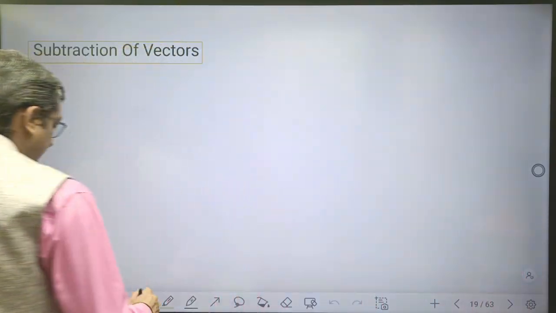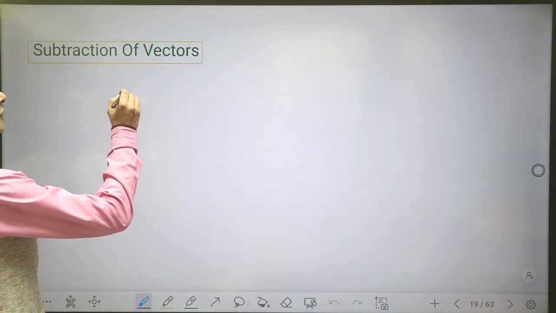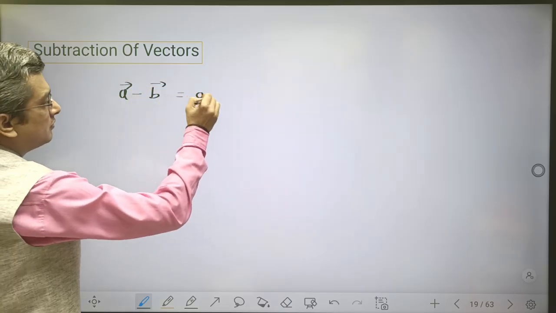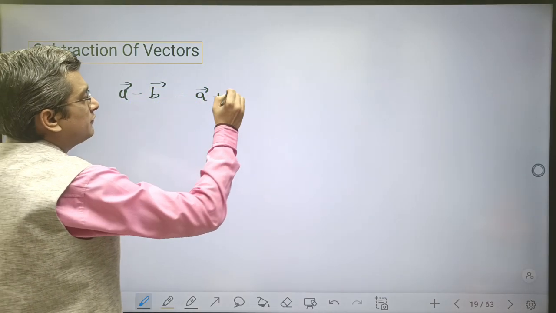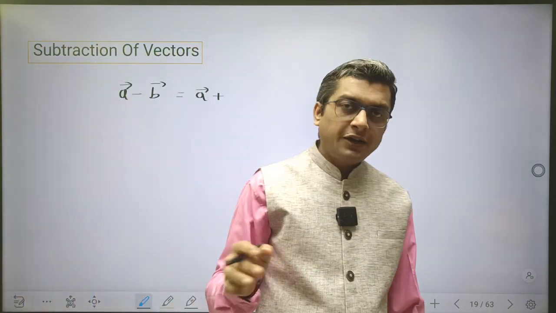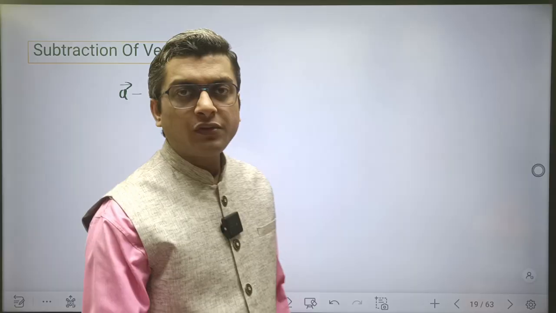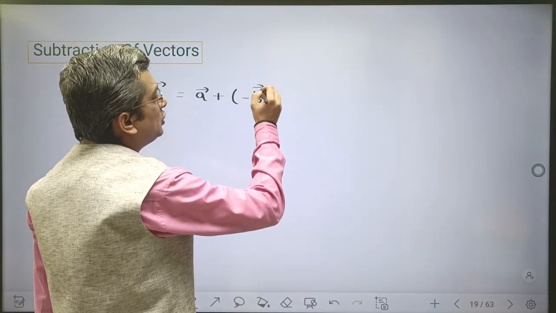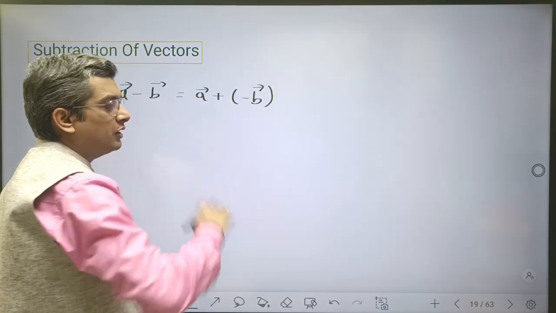Now subtraction of vectors. Suppose you have to find vector A minus vector B. As you all know, in vectors the minus sign has the significance of reversing the direction. It has nothing to do with the magnitude of the vector; it just changes the direction. So it is nothing but adding minus of B vector to the A vector.